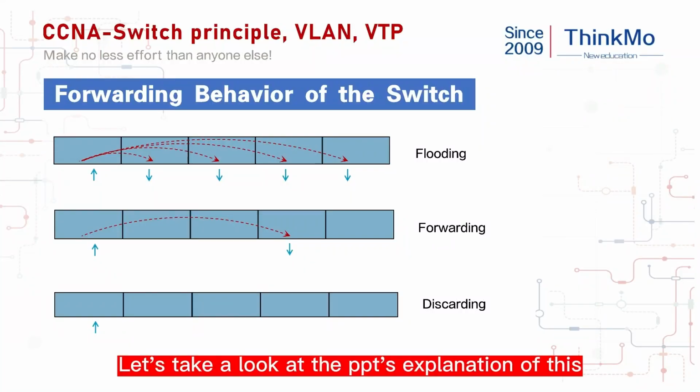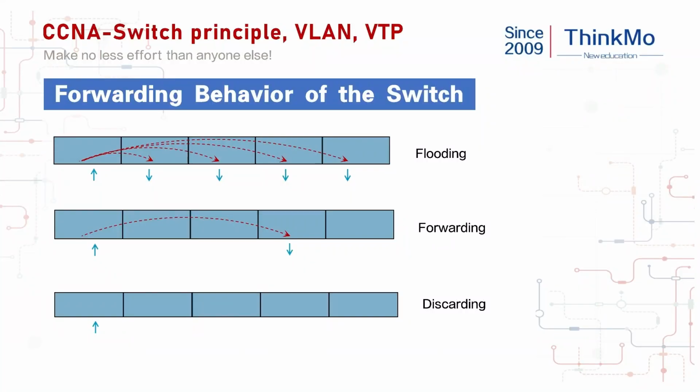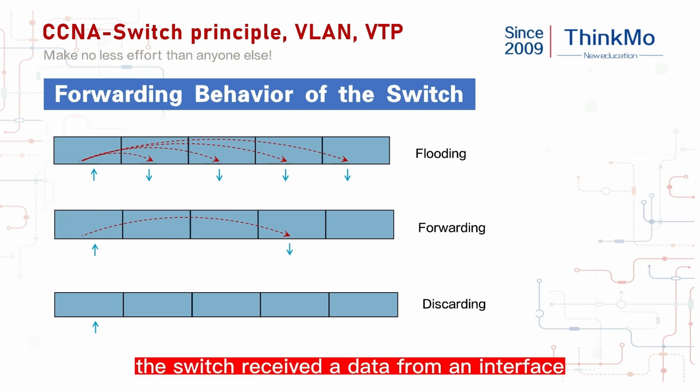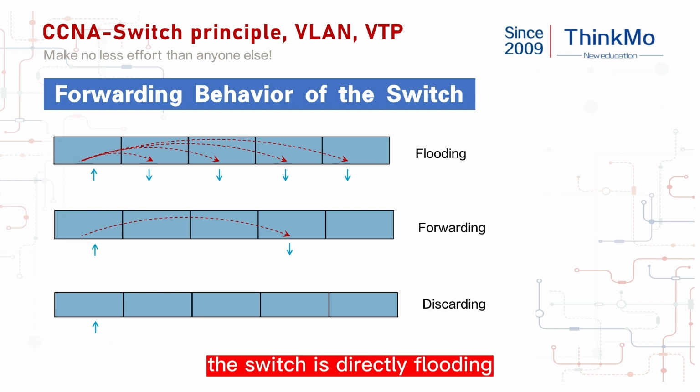Let's take a look at the PPT's explanation of this. Let's sort it out. The first is flooding. Under what circumstances will we flood? The switch receives data from an interface. If this data is broadcast data, the switch directly floods.